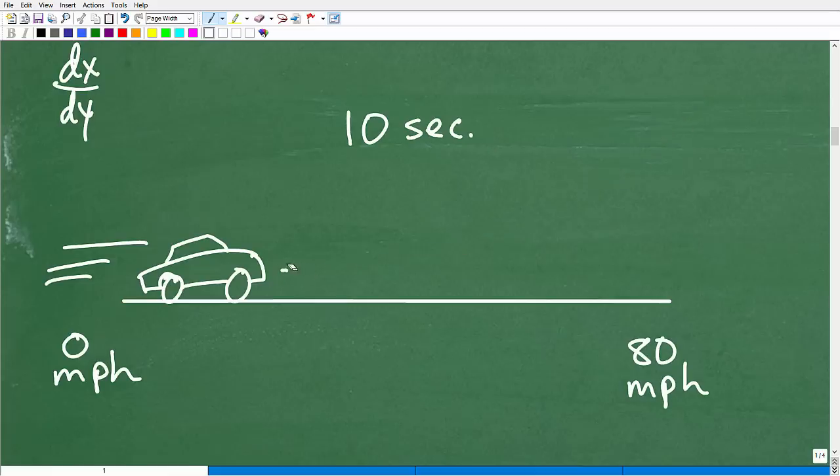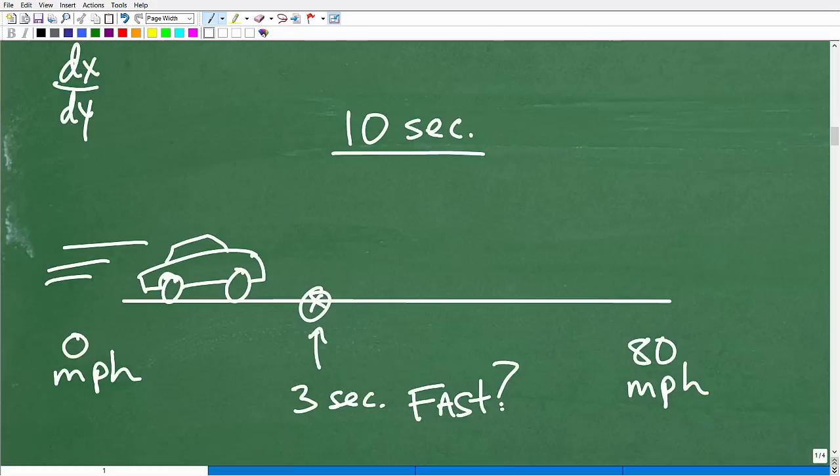So if I said, from 0 miles an hour to 80 miles an hour, and it does this in 10 seconds, how fast is this car going at 3 seconds? At 3 seconds into its acceleration, how fast is it going? You might use the formula rate times time equals distance. But precisely at 3 seconds, if it started at 0, it's obviously less than 80.